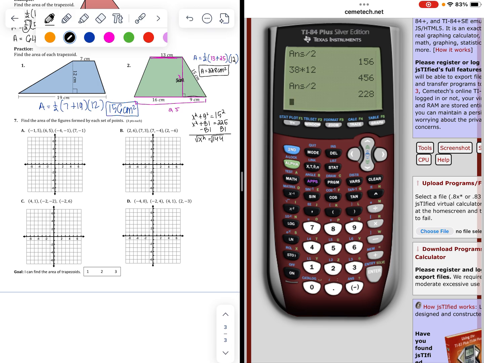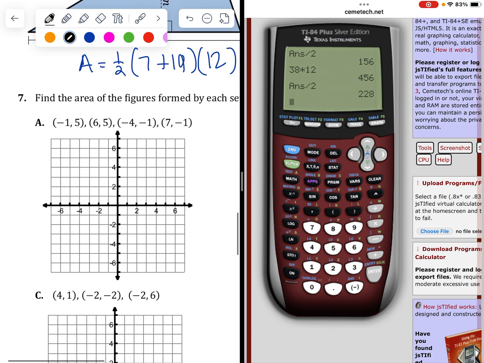All right, now we have 4 more problems. It says find the areas of the figures formed by each set of points. So these aren't necessarily trapezoids. They could be, but they might just be some other figure, okay? All right, so 4 points. So I know it's a quadrilateral, but as of right this red hot second, I don't know what it is.